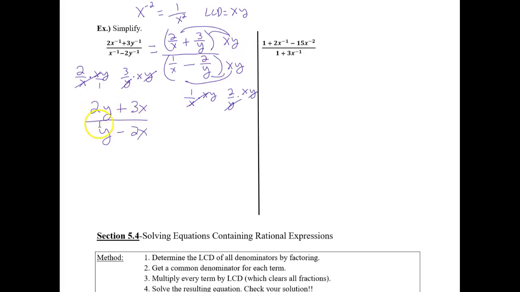I look at what's left. I see if there's anything I can factor out at all. I don't see anything. No difference of squares, no GCF. This is as far as we're going to be able to go. Go ahead and try the example on the right.